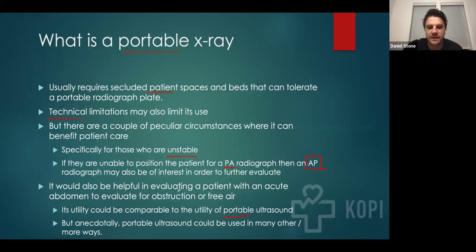And I say this because it can be used to identify acute pathology quickly, such as an acute abdomen. It can also be used for trauma, but a portable ultrasound can also be used pretty astutely and can certainly also play a role in those types of patients as well. We'll talk a little bit more about that.